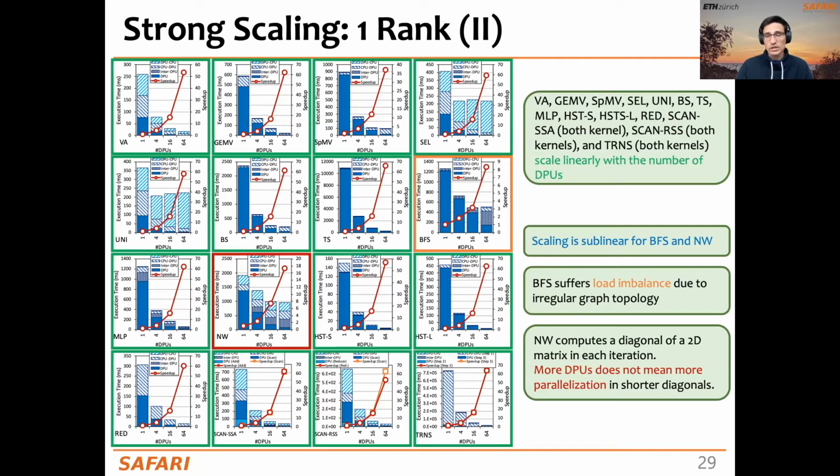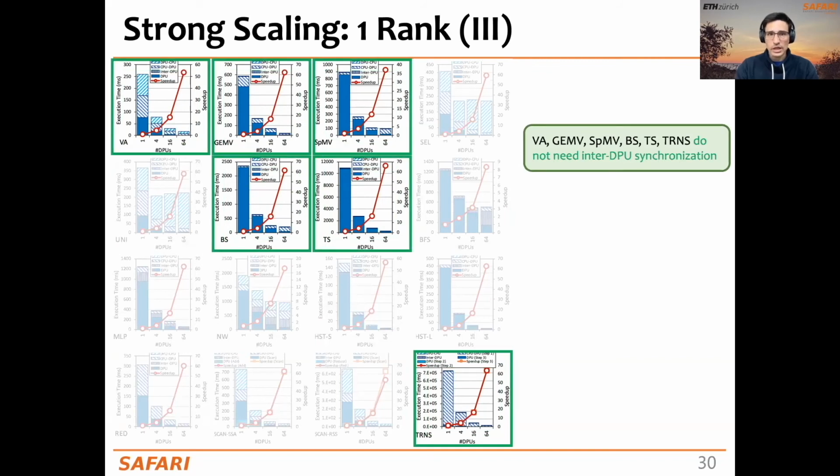And because the size of the anti-diagonals is not regular, in some cases we would be using more DPUs for the larger diagonals, while for the shorter diagonals we don't use all DPUs. So that's the reason why in the overall execution of the algorithm, we don't see linear scaling.